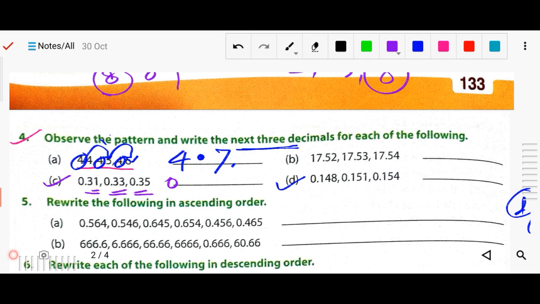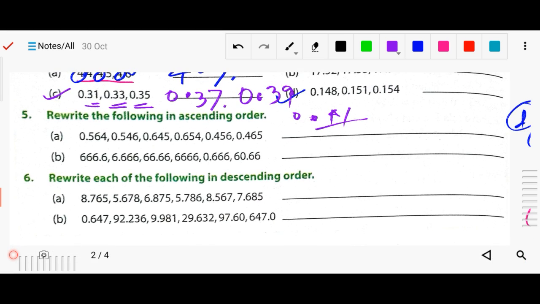We will increase by 2, so 0.37, next will be 0.39. Next will be 0.41, meaning 39 plus 2 is 41, so it will be 0.41. Likewise you have to write the next numbers. This is the pattern, you have to observe the pattern and write it, got it?